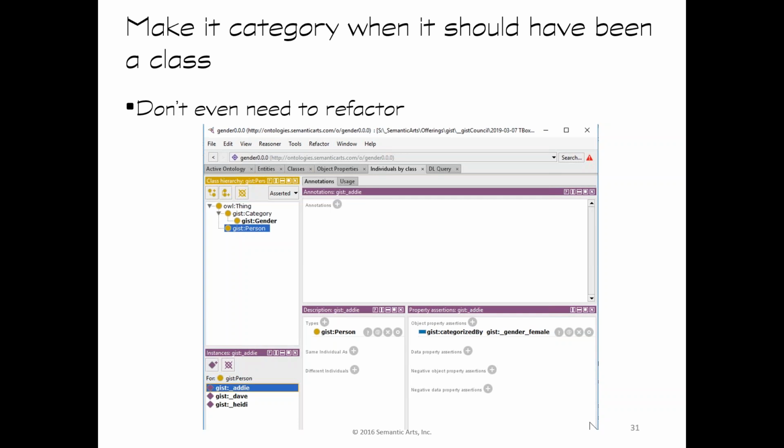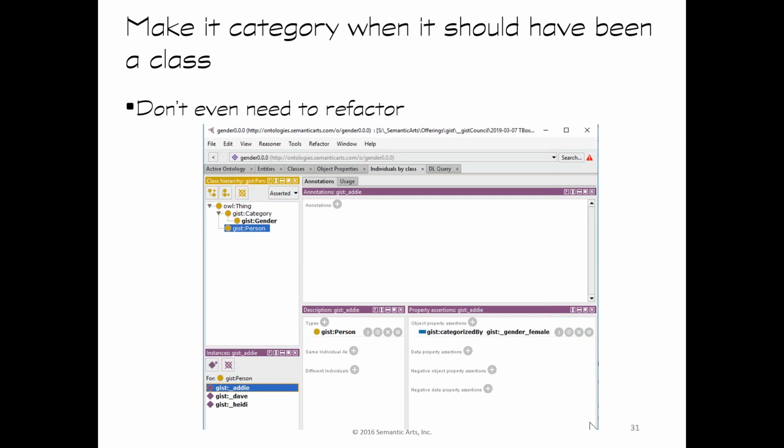So here I just showed I inherited GIST, but I only showed the little bits that got used here. So gender is a category. Person's an independent thing. We have three people down there, Addie, my daughter, myself, and my wife, and each of them is categorized by one of these genders. So that's what this looks like.